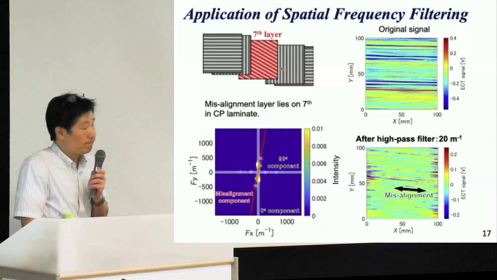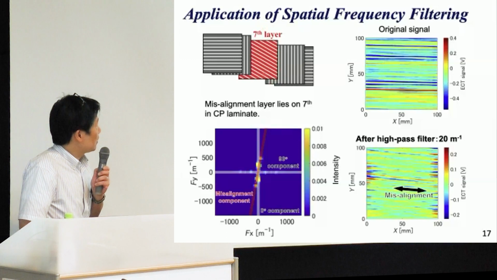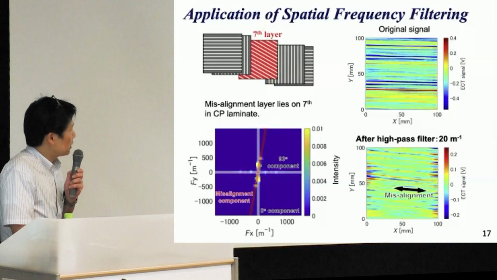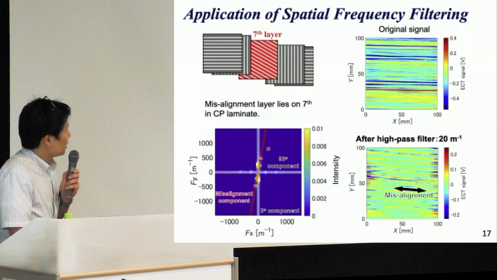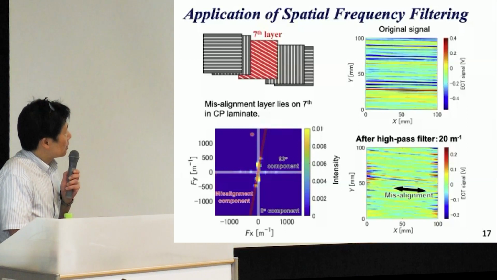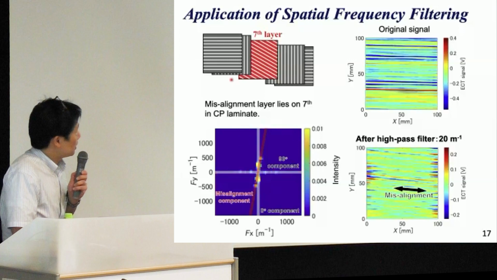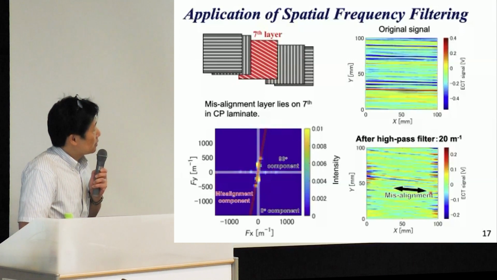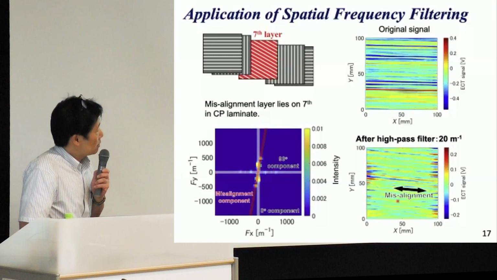So in order to pick up this misalignment information, we apply 2D FFT filtering. We filter out the 0 degree component and the 90 degree component of the cross-ply configuration. Then, as you can see here, the misalignment information appears.